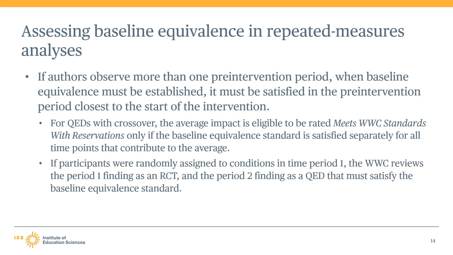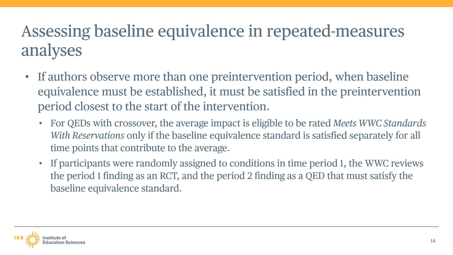Remember that the WWC also assesses baseline equivalence for all QEDs, RCTs with a high or unknown risk of bias due to compositional change, or compromised RCTs. So how does the WWC assess baseline equivalence in these types of designs when they use repeated measures analyses and report baseline information for more than one pre-intervention period? In this scenario, if study authors observed more than one pre-intervention period, the WWC requires that the authors satisfy the baseline equivalence standard in the pre-intervention period closest to the start of the intervention.